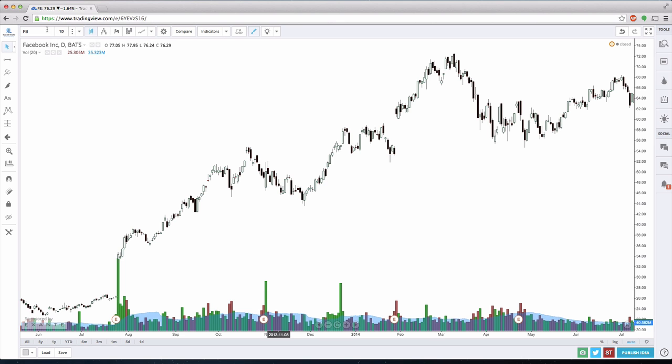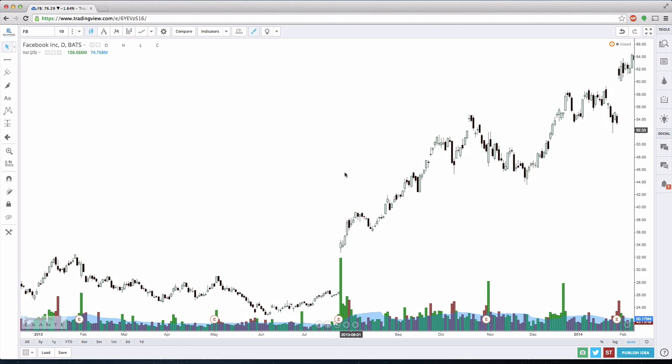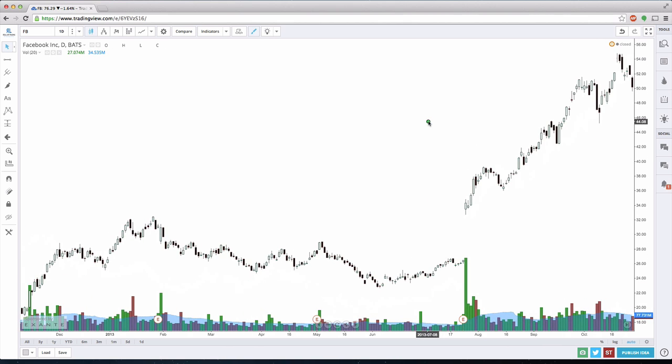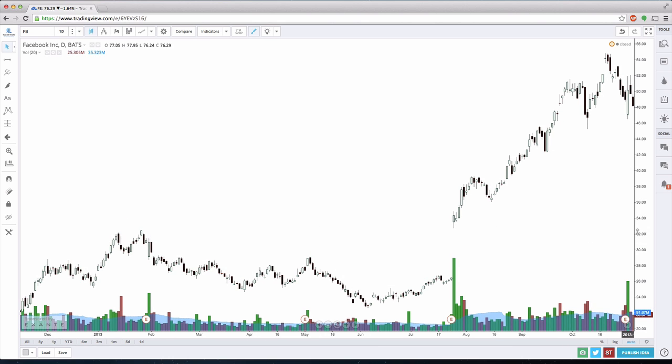Let's look at another. We can look at this gap right here on Facebook. So notice this was a really, really strong gap, and yes, it did clear a bunch of pivots. Ladies and gentlemen, would this have been a retest gap? Yes or no?